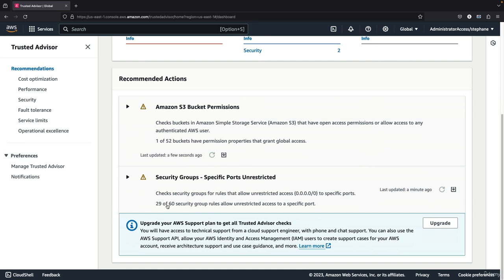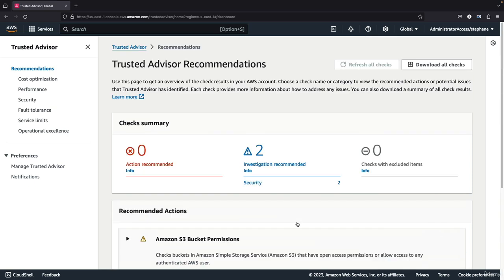And as you can see, 29 of my 60 security group rules allow unrestricted access to a specific port. So again, this is something I should look at. Maybe that's my intention. Maybe that's a problem. But as you can see right away, I get prompted to upgrade my support plan to get all Trusted Advisor checks. So let me show you what I mean.